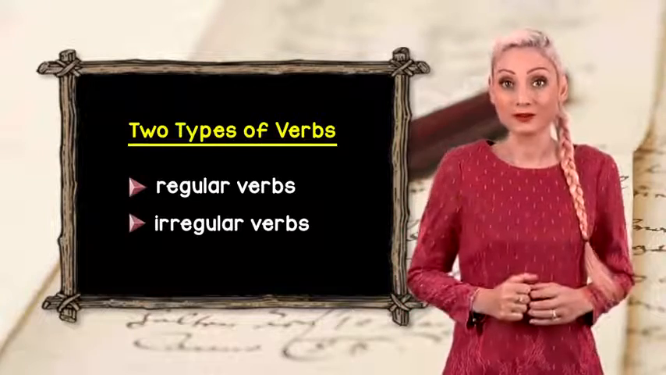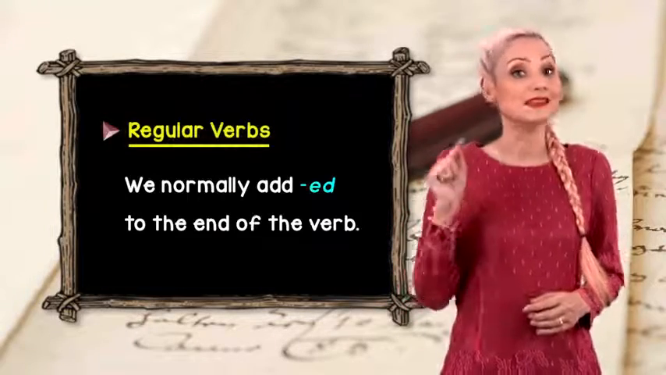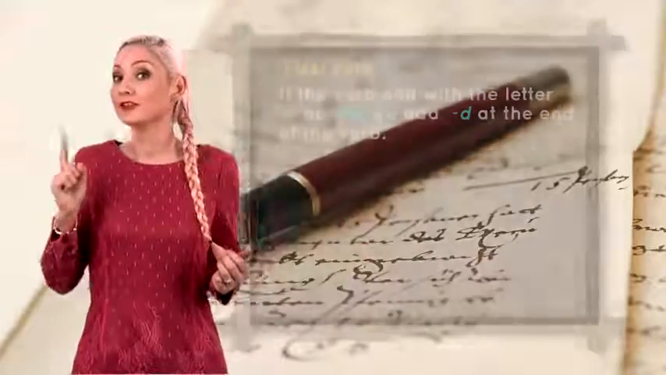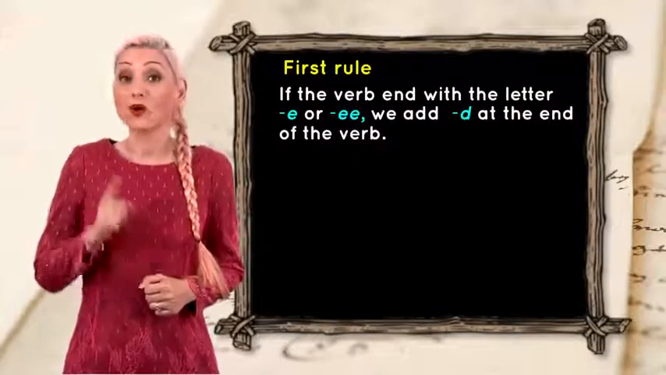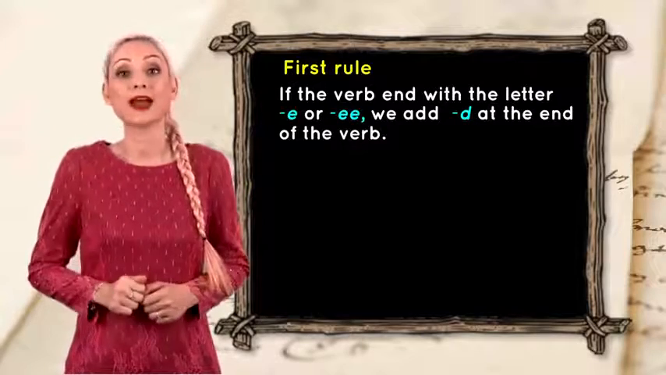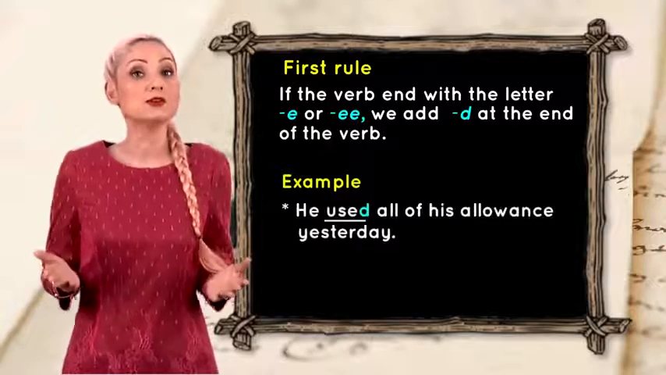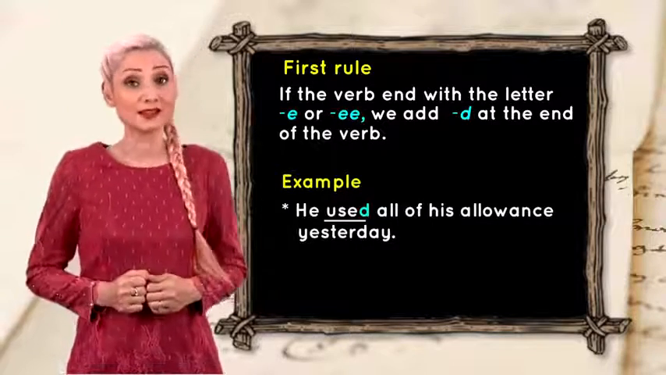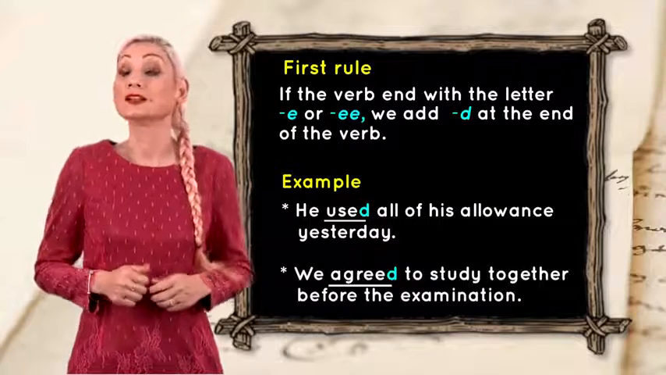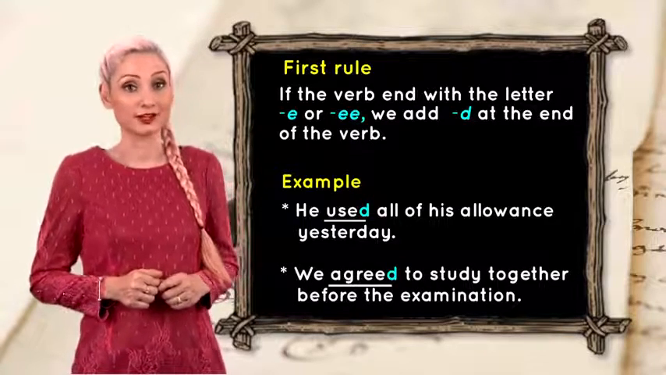When we use regular verbs, we normally add ed to the end of the verb. However, there are several spelling rules that you have to follow when changing the regular verbs into the simple past tense. First rule, if the verb ends with the letter E or EE, we add D at the end of the verb. For example, he used all of his allowance yesterday. We agreed to study together before the examination.